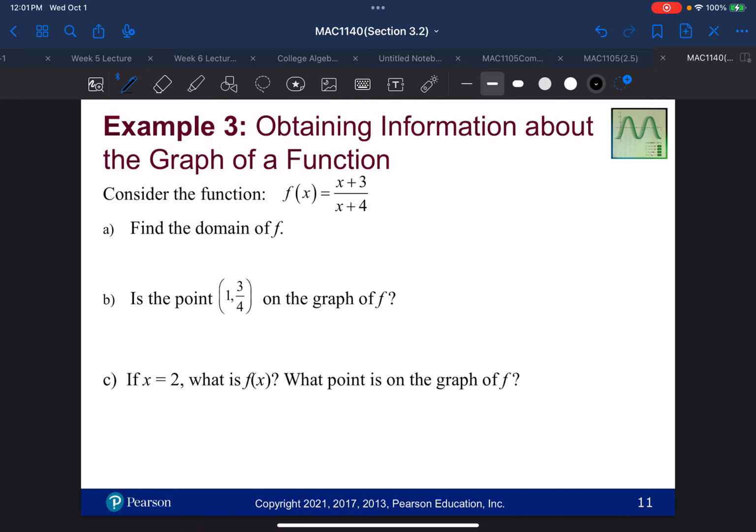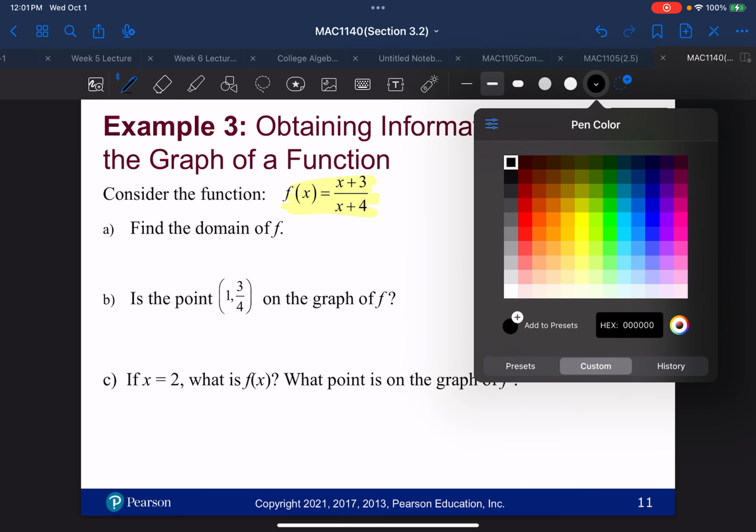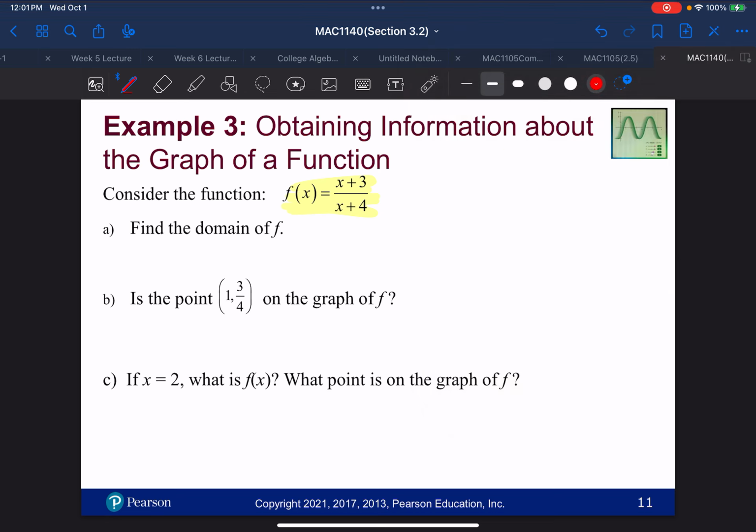Okay, next one says, consider the function f of x is equal to (x + 3) over (x + 4). Find the domain. So again, to find the domain, we think about the restriction, and the restriction is we can't divide by 0. And the value that will make the denominator equal 0 is -4. So the domain is the set of all x such that x does not equal -4.